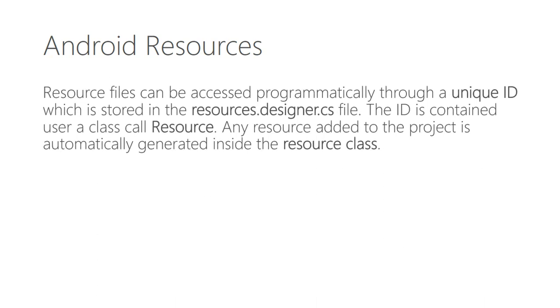Resource files can be accessed programmatically through a unique ID which is stored in Resources.designer.cs. The ID is contained in a class called Resource. Any resources added to the project are automatically generated inside the Resource class.